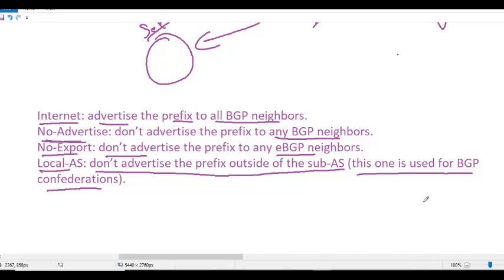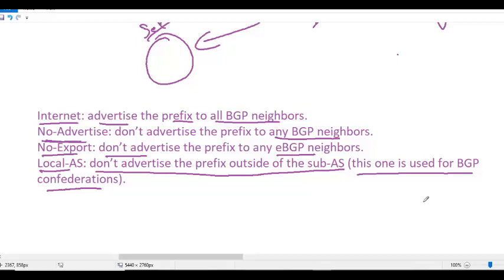Internet means give to everyone. No advertise, don't give to anyone. No export means don't give it to an external neighbor. Local AS means don't give even to other confederation members; it is only within this sub-autonomous system. Any question on BGP configuration?